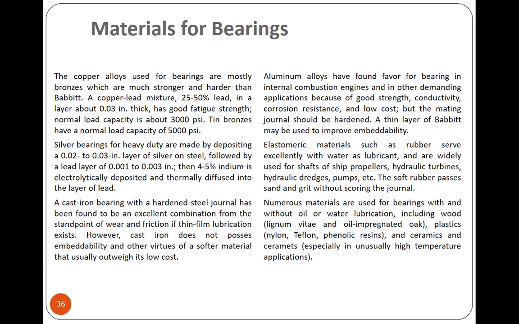Numerous materials are used for bearings with and without oil or water lubrication, including wood, lignum vitae, oil-impregnated oak, plastics such as nylon, Teflon, phenolic resin, and ceramics and ceramic-metal combinations, especially in unusually high temperature applications.